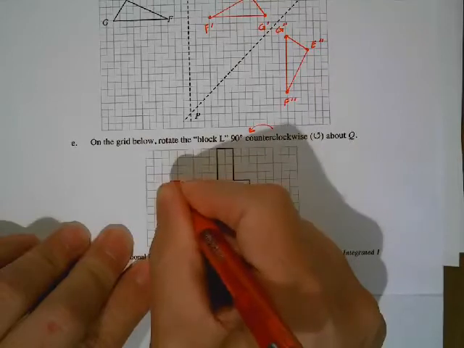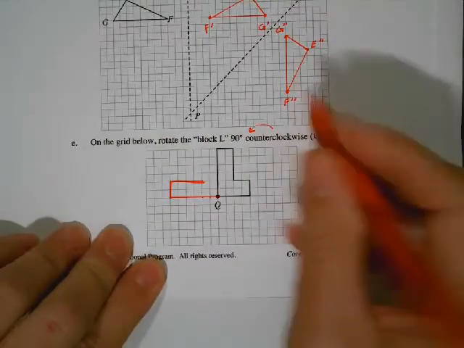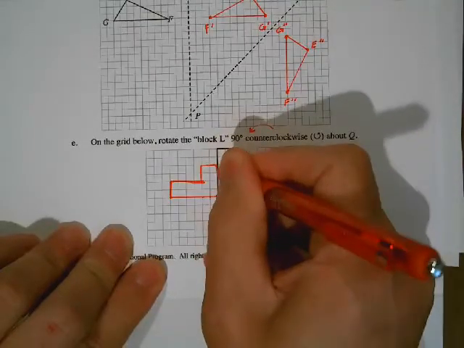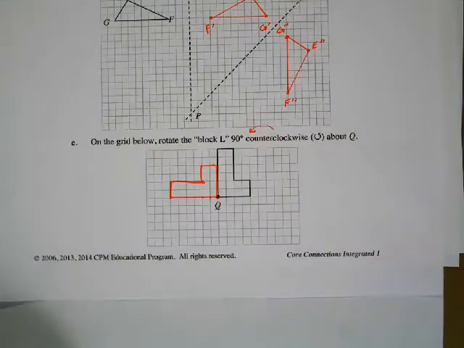Wow, that was really bad. This is why I use rulers. And then it would go 1, 2, 1, 2, and there's our new shape. We've rotated that L onto its side, 90 degrees. All right, 3-16.